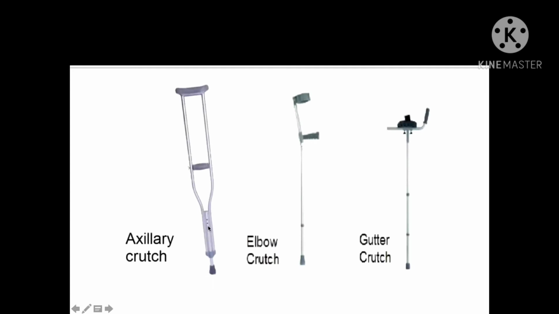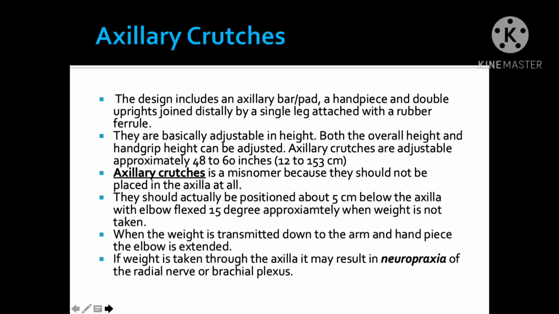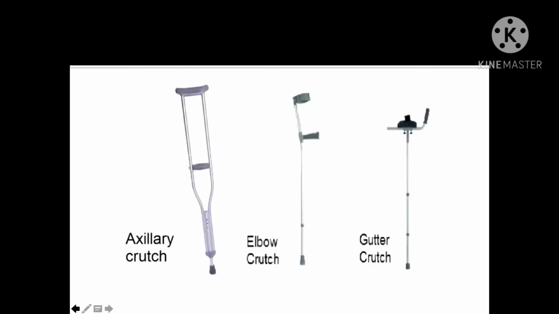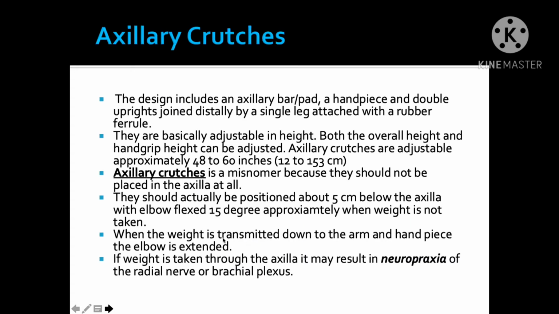Okay, so here we have the adjustments for the length. So you can adjust the length accordingly for the individual. They are basically adjustable in height. Both the overall height and hand grip can be adjusted. Hand grip also can be adjusted, but many a time this attachment may not be there, but this attachment is always there. Axillary crutches are adjustable approximately 48 to 60 inches, that is 122 to 153 centimeters. This is important and the number needs to be mentioned.